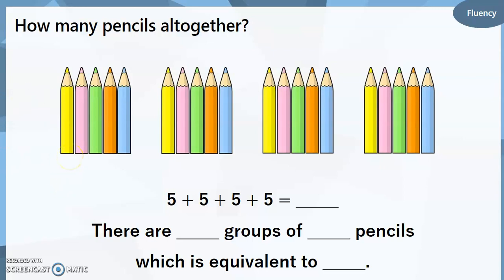And here, we've got 4 groups of 5 pencils. So 1, 2, 3, 4, 5. Each group has got 5 pencils. Group 1, Group 2, Group 3, Group 4. If we added all those together, we'd get 20. But we can also say 5, 10, 15, 20. We can count up in our groups of 5. 4 lots of 5 is 20. 4 times 5 is 20.